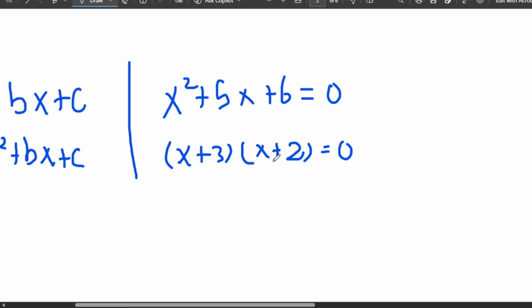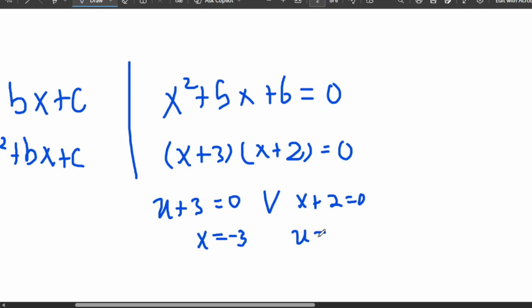So either one of them can be a value of 0, because 0 times anything will be 0. So we set x plus 3 equal to 0, or x plus 2 equal to 0. So the solution must be x equals negative 3, or x equals negative 2.